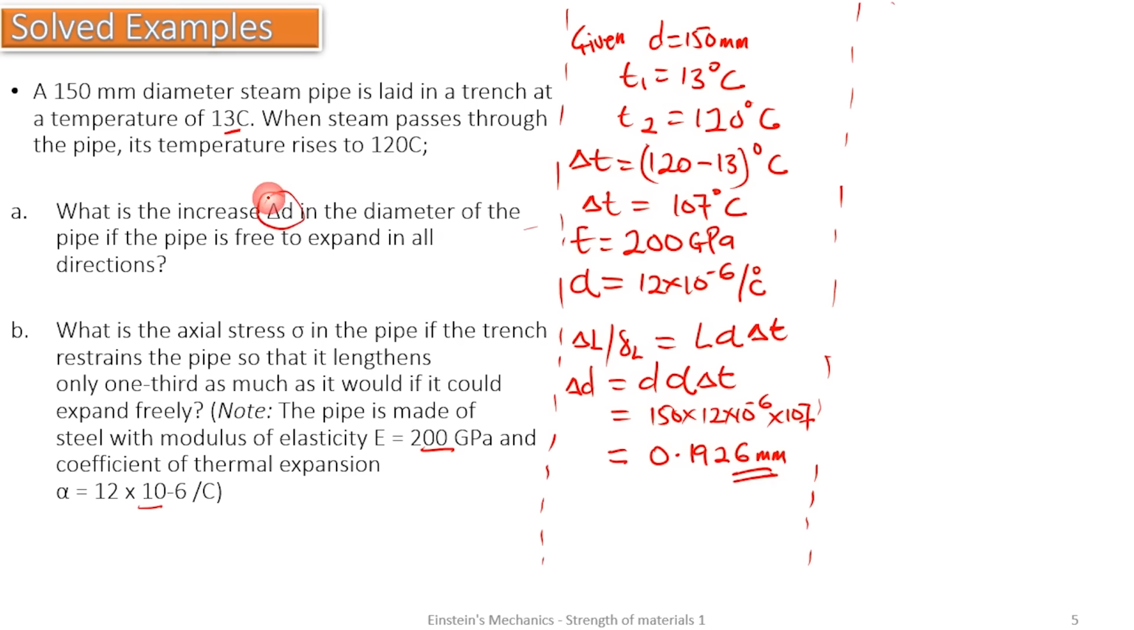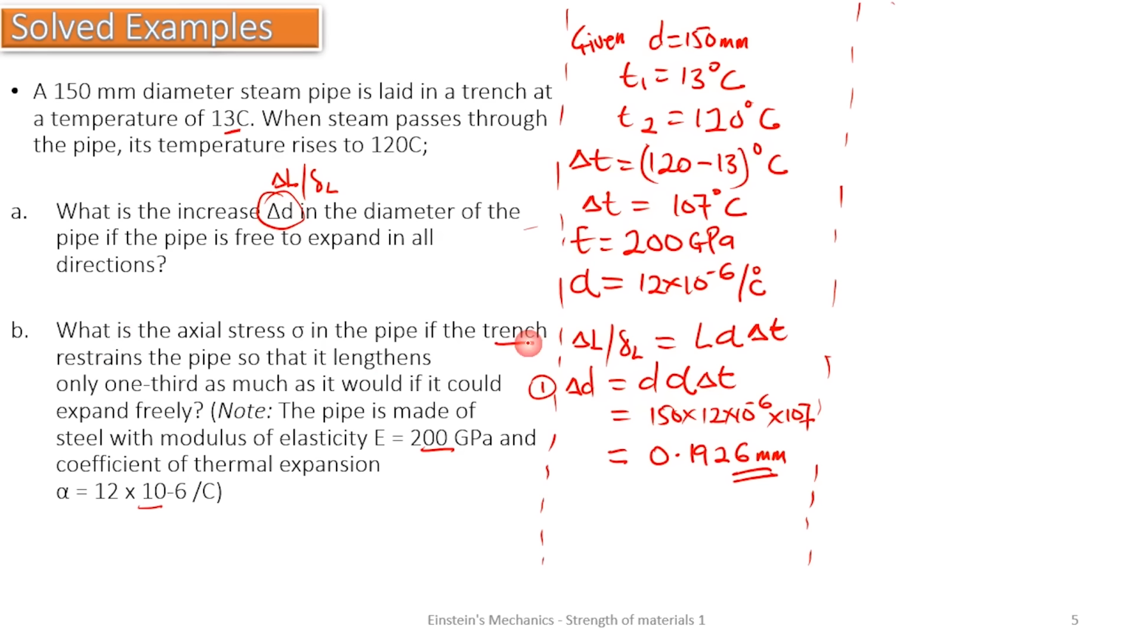Change in diameter, change in length, or the deflection produced. We have diameter, expansivity, and change in temperature. That's for the I part. II. What is the axial stress? We are looking for stress now in the pipe.